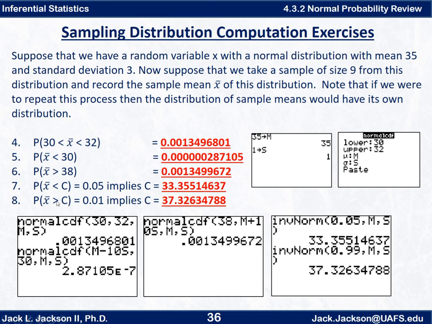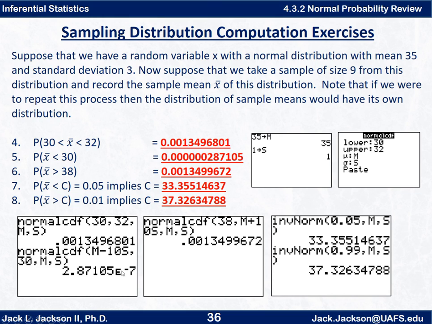0.0013496801. And then if I did the probability that x bar is less than 30, again I can use m minus 10s for negative infinity, and then go up to 30, and then do m and s for a mean and standard deviation.